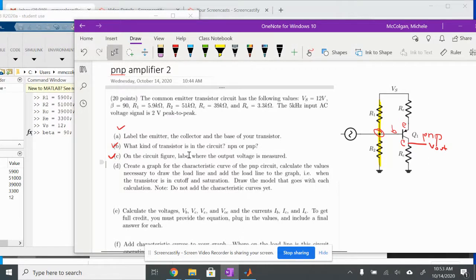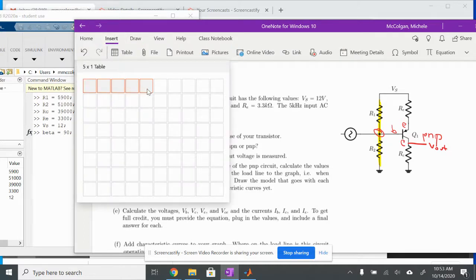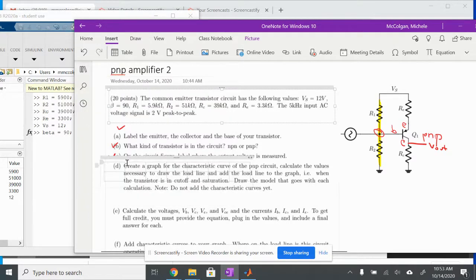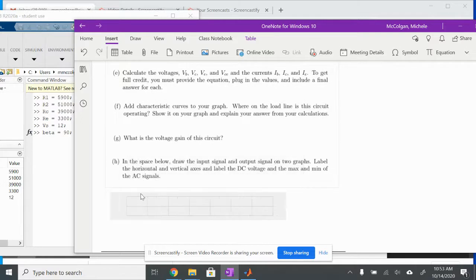Okay, so we're going to also insert a table. All right, so I've got our table here. I'll move that down to the bottom where we can see it. So VB, VE, VC, VCE, VEC, IE, IB, and IC. I always like to write them in the order that I know I'm going to actually calculate them.